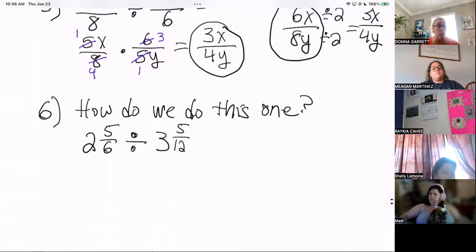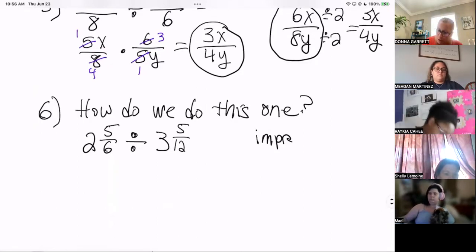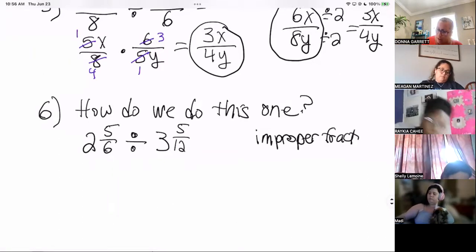I wouldn't leave it in this form. Turn it into an improper fraction. Yes, you make it an improper fraction first. Yay, Josh. Okay, good, good, good, good. Okay, you have to make it an improper fraction first. Okay, so remember how to do that, right?